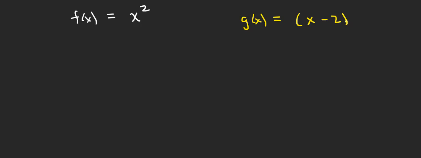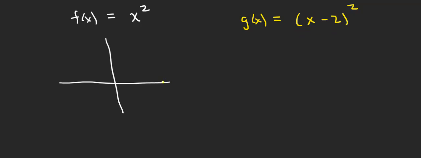In this video, we're going to talk about transformations of polynomial functions. Before we do that, let's review. Let's say you have f of x equals x squared, and you have g of x equals quantity x minus 2 squared. So compared to x squared, how does this parabola look?